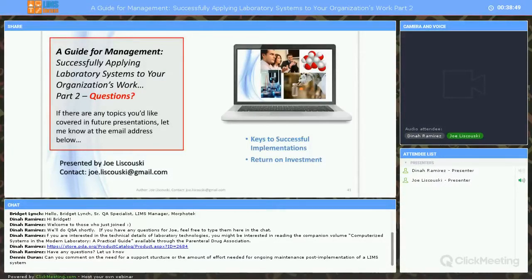Let's see. There's a question. Oh, yes, that question now came through. Okay, so we'll come back to that, Joe. Dennis asks, can you comment on the need for a support structure, or the amount of effort needed for ongoing maintenance post-implementation of a LIMS system.